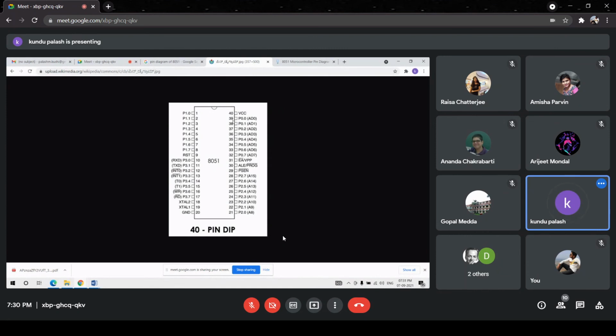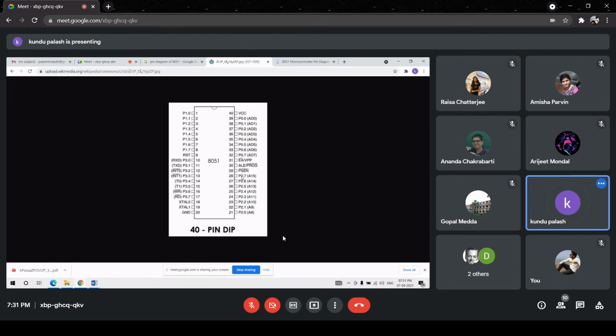For example, port 0 has a dual function. It can be used as a simple input-output mode, as well as for the low-level address data interfacing, 8 lines within bracket. Port 3 has a multifunctional feature. It can be used as a simple input-output, as well as for other functions: RxD, TxD, INT0 bar, INT1 bar, T0, T1, etc. Write bar, read bar, these 8 lines.